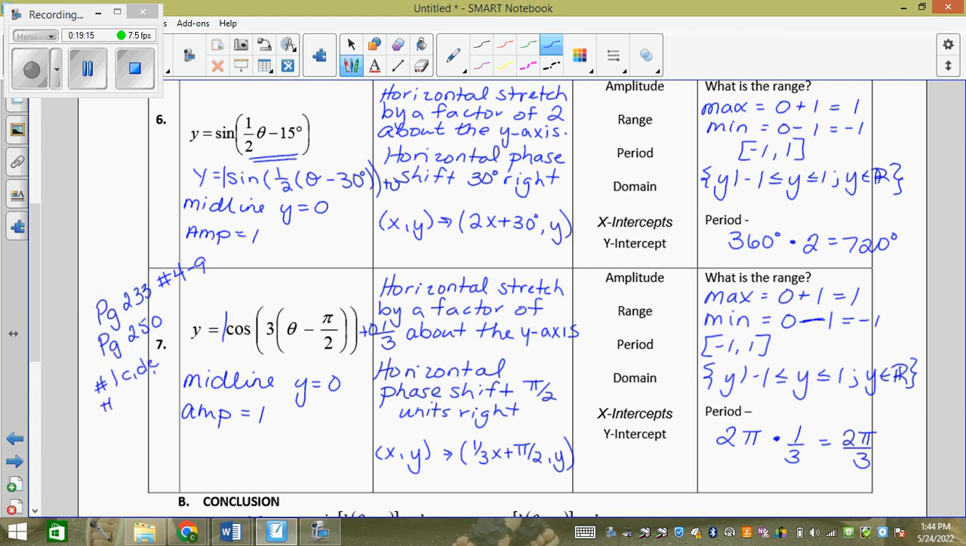Number 2, d, e, f. These are just asking for the horizontal phase shift and vertical displacement on a sine and cosine. If this is cos or sine, it doesn't change it, right? It just changes the look. And then 3 and 4 are matching.